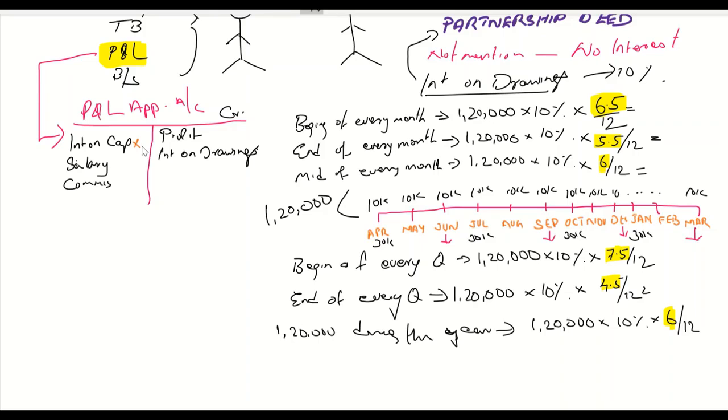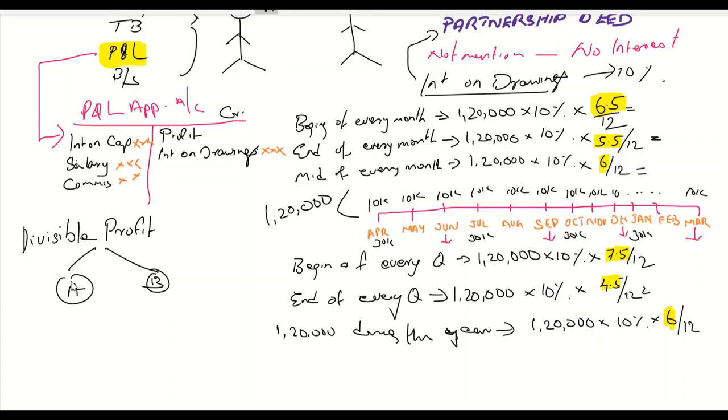Now all these kinds of calculations we are doing to come up with a figure here in the P&L appropriation account. So interest on capital will be put, salary will be put, commission will be put, interest on drawings, etc. All these things we are keeping in the P&L appropriation account to find out the divisible profit. Divisible profit means after appropriation of the necessary items pertaining to the partnership deed, we are finding the profit that can be divided among partners. If there are two partners A and B, this profit can be divided among them.